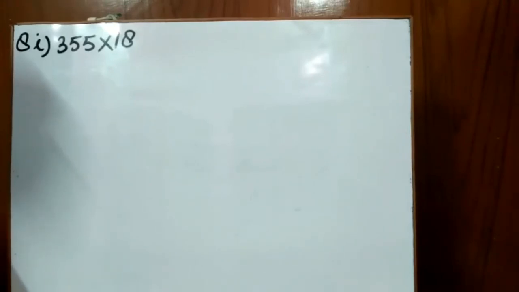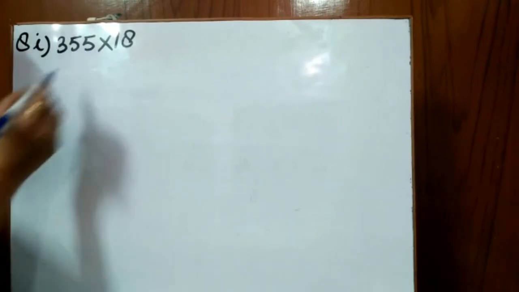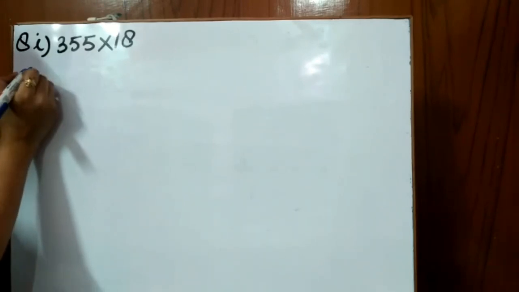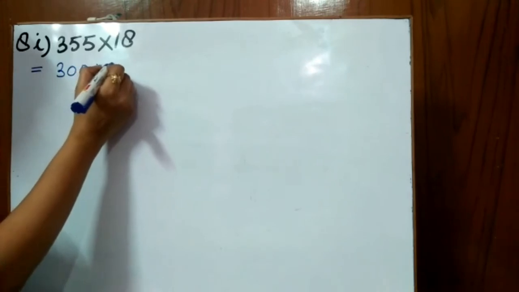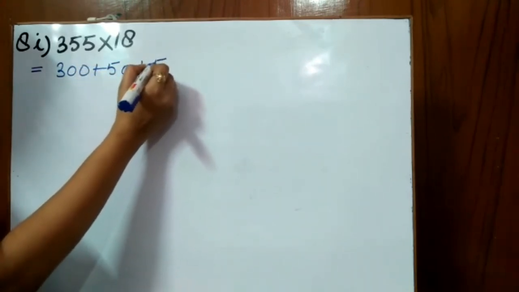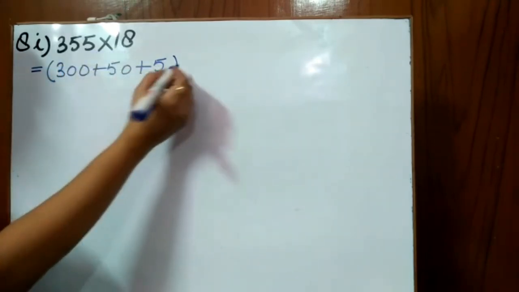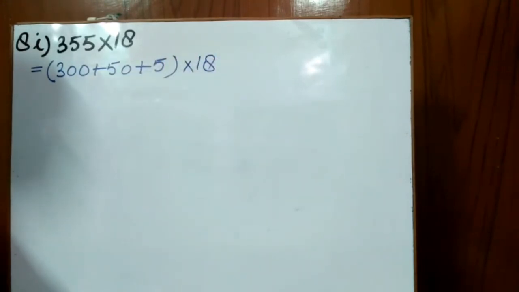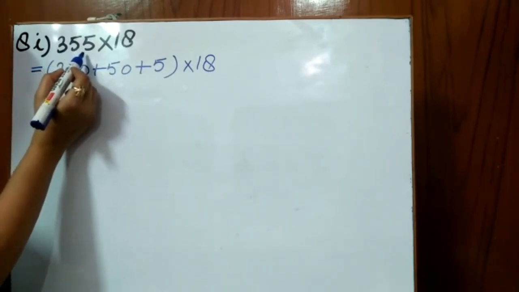Question number 8. Evaluate. First one, 355 into 18. It is difficult to multiply. So we will break the greater number into 2 or more parts. Let us see. We can write 355 like 300 plus 50 plus 5, and we will write this number inside the bracket. Now, multiply sign, then 18. Understood? After addition of these three numbers, we will get 355.